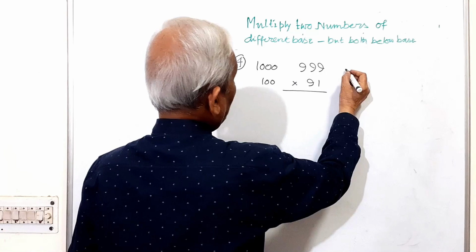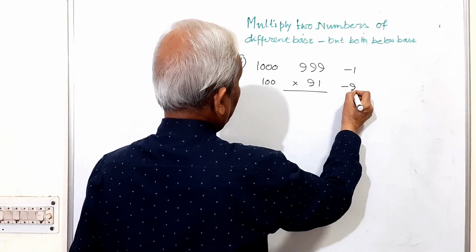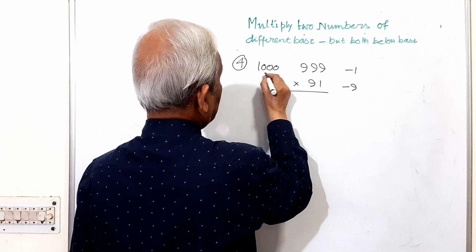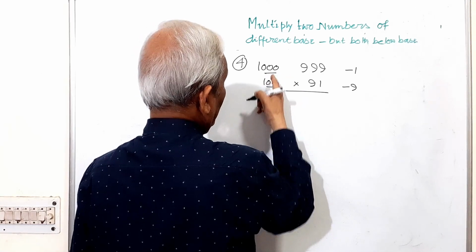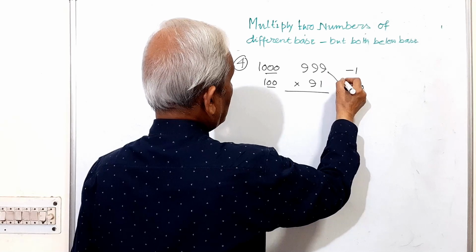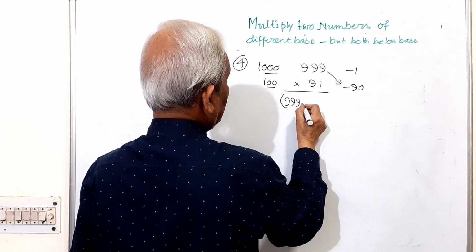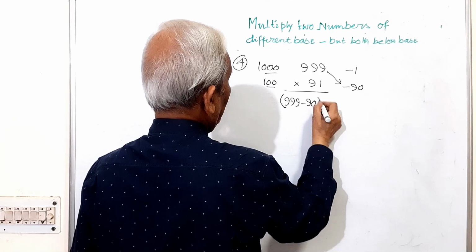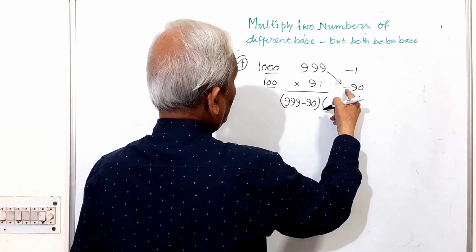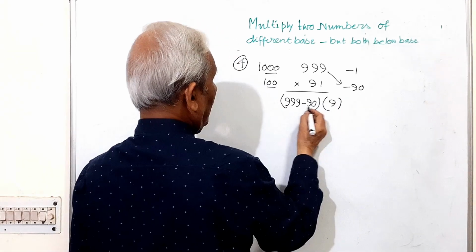99 minus 1000 is minus 1. 91 minus 100 is minus 9. And the difference of base zeros is 1 0. So write down 1 0 here. Well, now cross subtraction. 999 minus 90 is the first part of the answer, and minus 1 into minus 9 becomes 9. Write down 9 here.